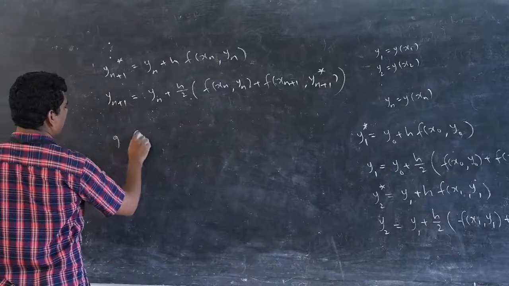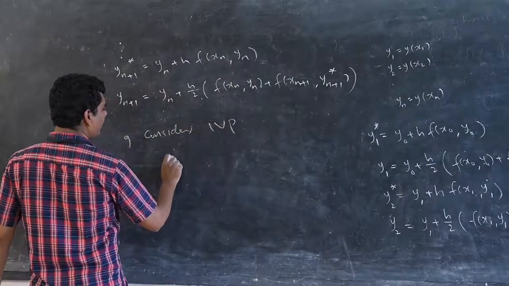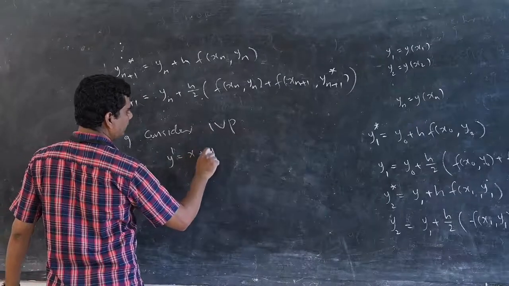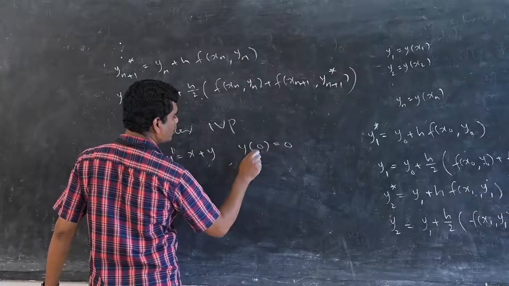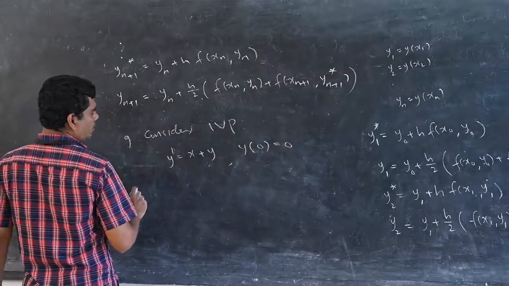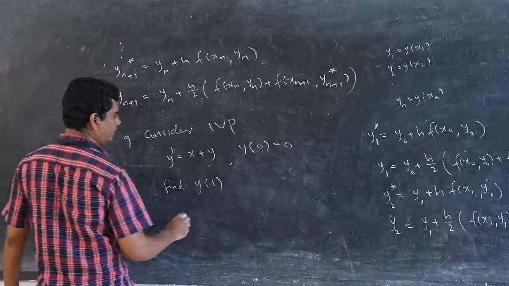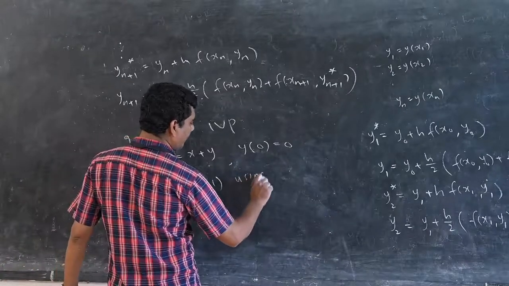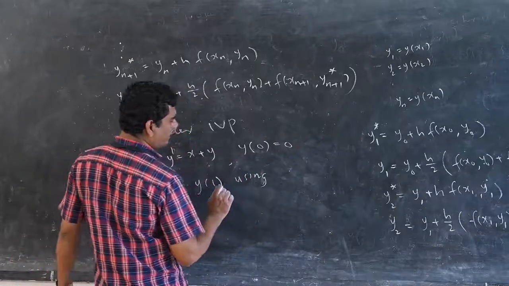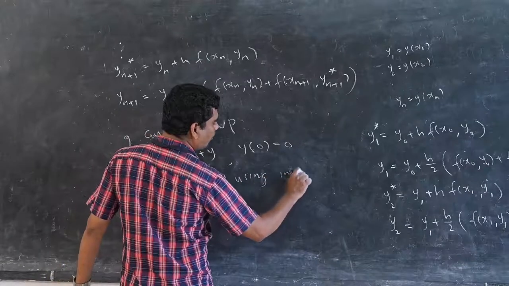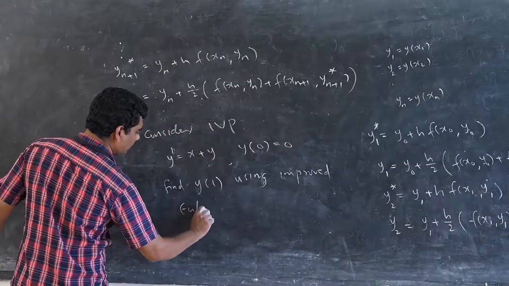Example, consider the initial value problem y' = x + y, y(0) = 0. Find y(1) using the improved or modified Euler method.